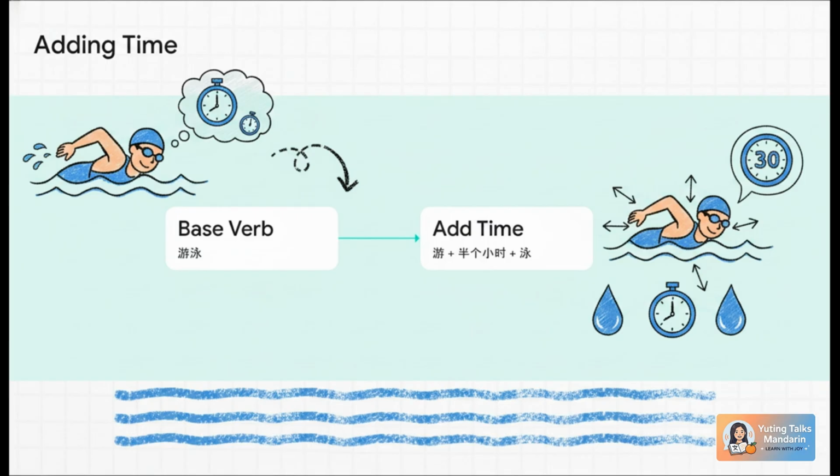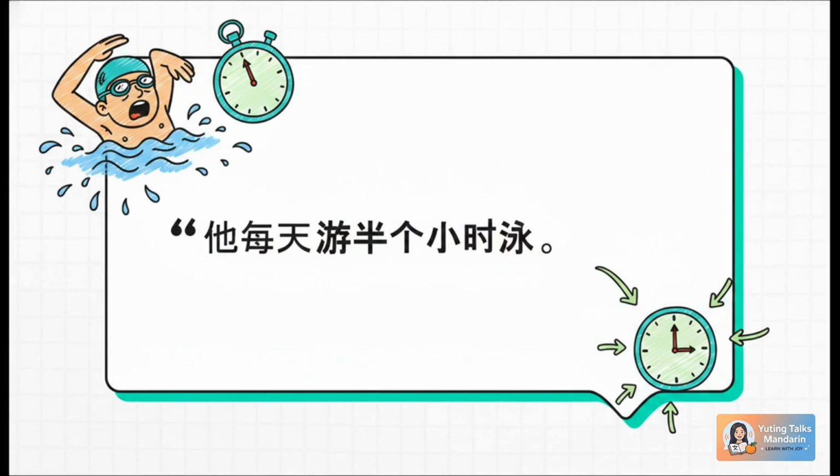We definitely do not stick that at the end of the word. Nope, we drop that duration right into the middle. It's yóu plus 半个小时 plus yǒng. Translated literally, you're saying swim, half an hour's swim. Let's look at the full sentence. 他每天游半个小时泳. He swims for half an hour every day.